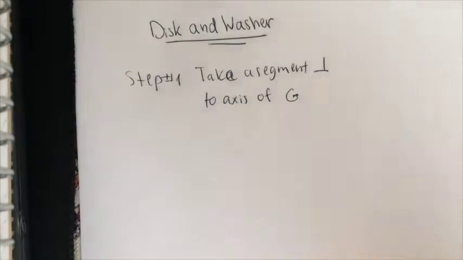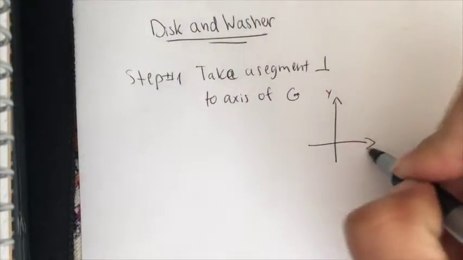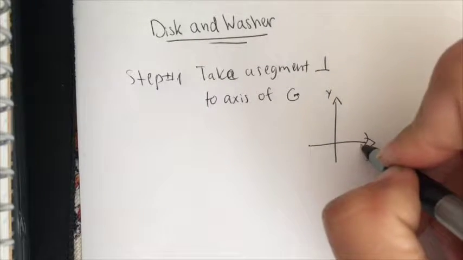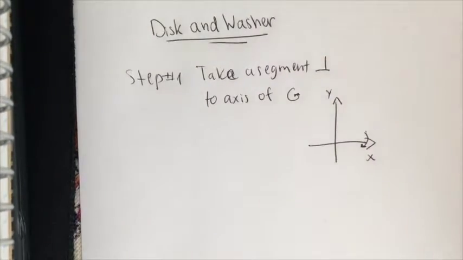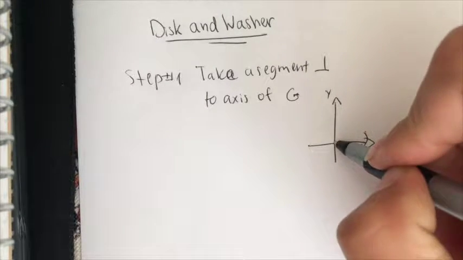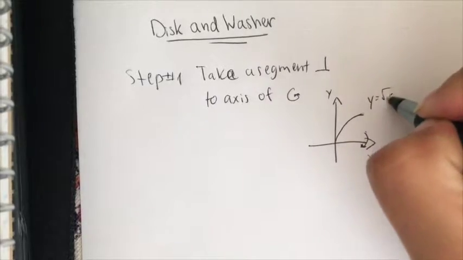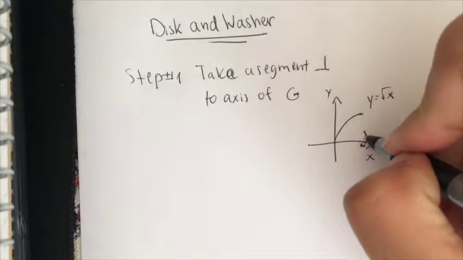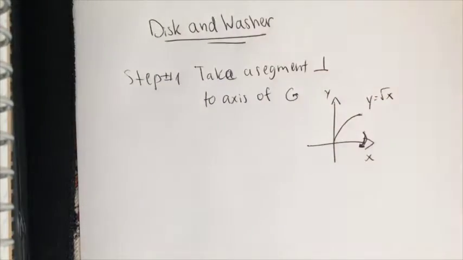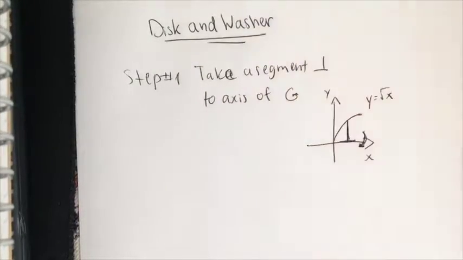So for example, we'll have x-axis, y-axis. Our axis of rotation will be around x-axis. So we will take a segment. For example, we'll have a curve y equals square root of x. We want to rotate around x-axis, so we take a segment perpendicular to x-axis.